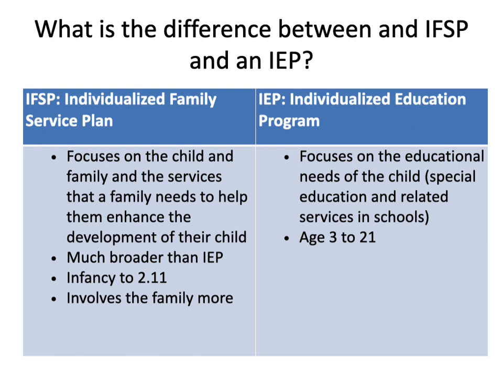Here's the difference between IFSP and IEP. IFSP stands for Individualized Family Service Plan. This plan is for individuals from birth to 2 years and 11 months, and this plan is intended to support their families as well. IEP stands for Individualized Education Program, and the IEP is for children aged 3 to 21 years old, more like school-age children.